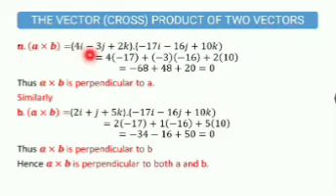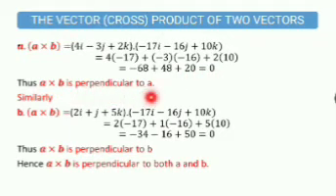Now, we're going to multiply 4 and minus 17, minus 3 and minus 16, then 2 and 10. So 4 multiplied by minus 17 will give you minus 68. Minus 3 multiplied by minus 16 will give you plus 48. Then 2 multiplied by 10 will give you 20. So minus 68 plus 48, that's minus 20. Minus 20 plus 20 is equal to 0.